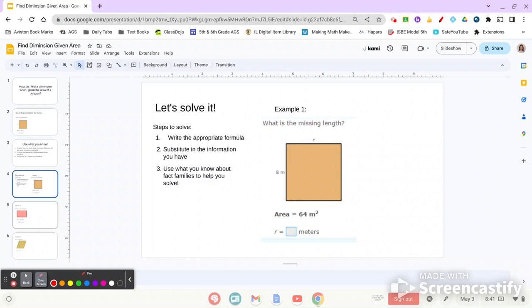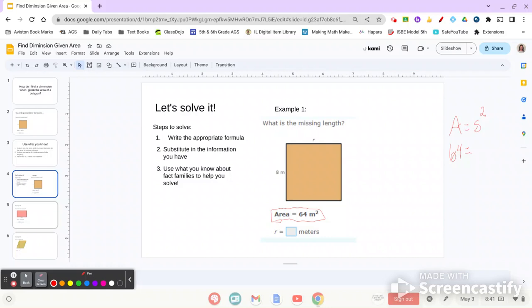This one is a square, so I'm going to write the formula for area of a square out here to the side. A equals side length squared. Then we substitute in what we know. In this one, we know the area is 64 square meters. So in place of A, we're going to write 64. Equals.